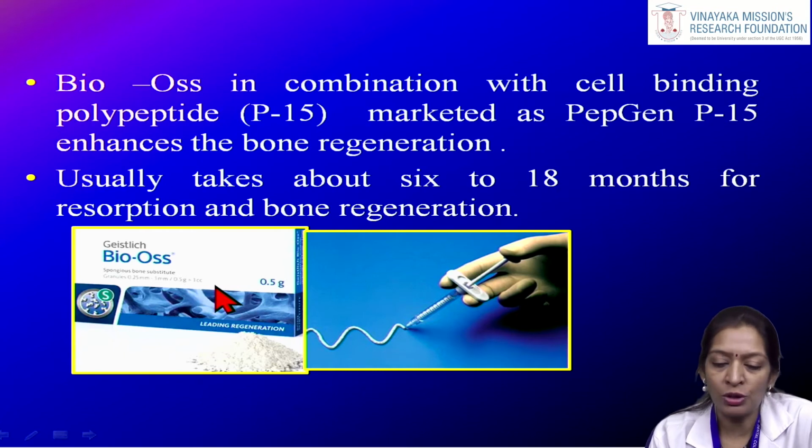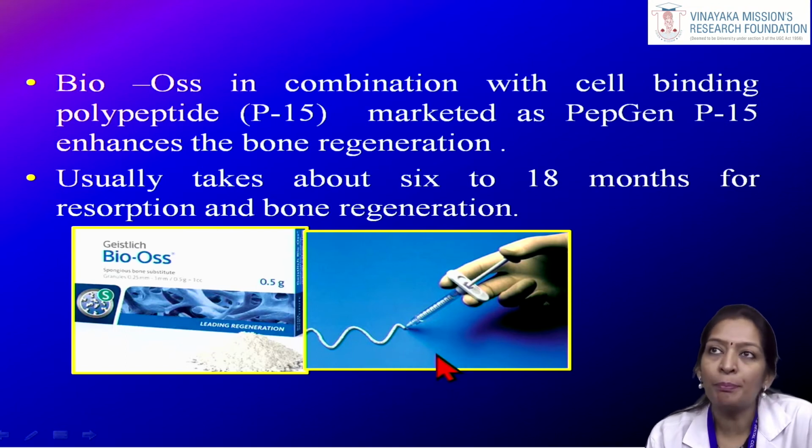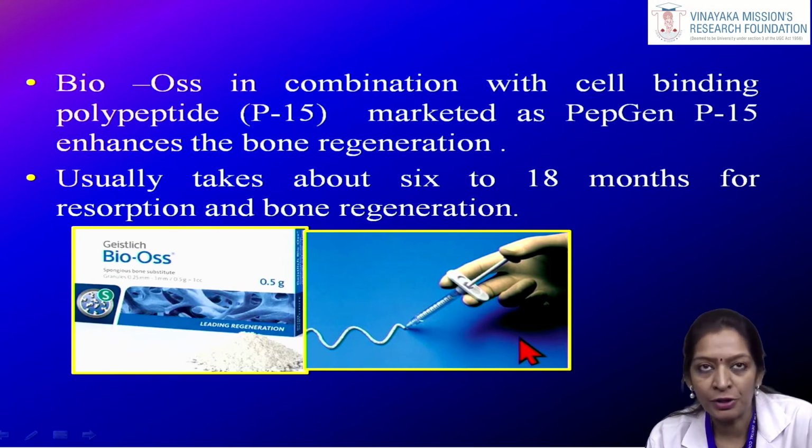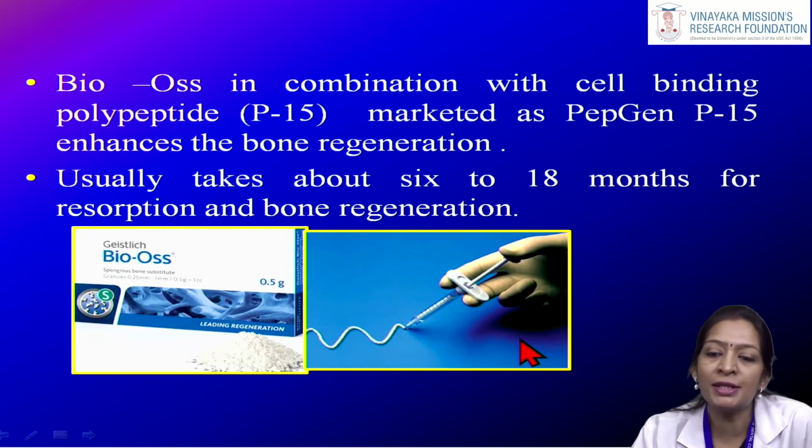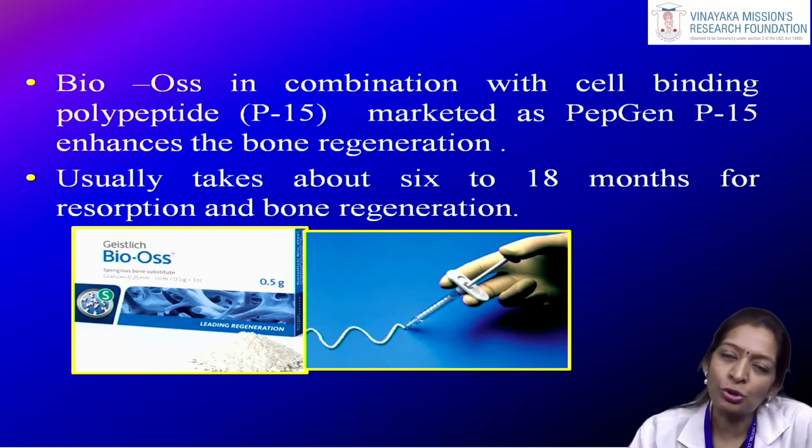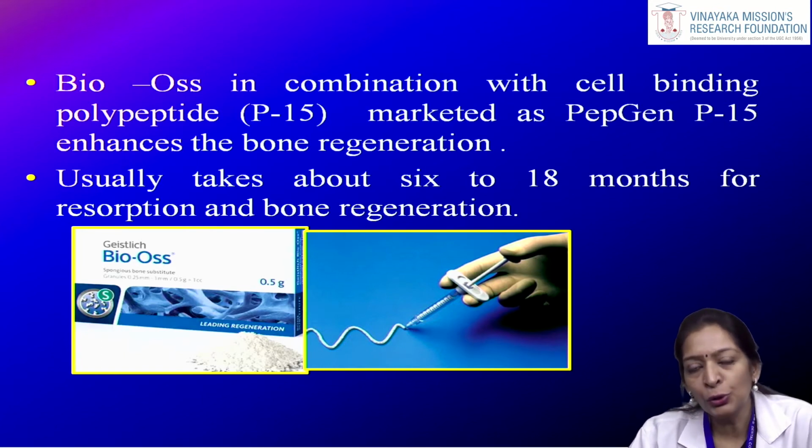When this BioOss is in combination with a cell binding polypeptide which is marketed as P15, called peptide gel P15, both together enhance the regeneration more effectively. But these xenografts usually take about 6 to 18 months for bone resorption and formation of new bone. So, this is all about xenografts.